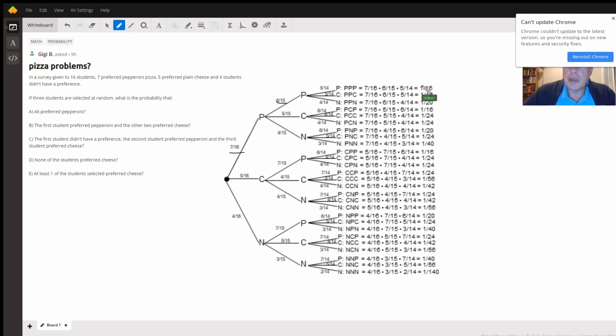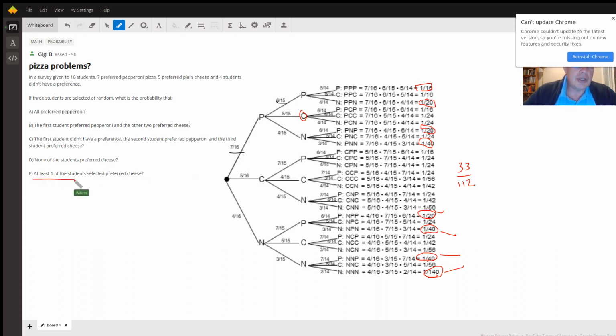This one, this one. Let's see. The second whole block is out because this was cheese. This one, and then all of these are out because this has cheese. And then this guy, this guy, this guy, and this guy. And so what you do is you just add these all up. I actually already did that on the side here. It turns out to add up to 33 out of 112. So that's the answer to D.